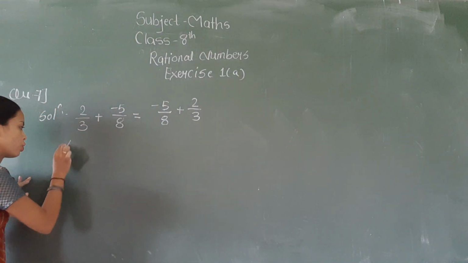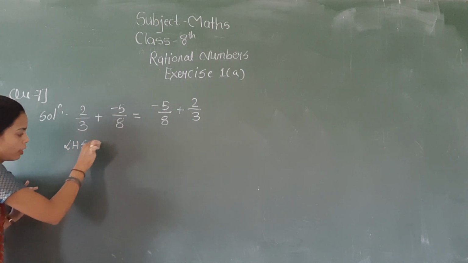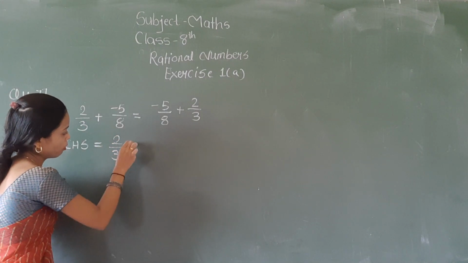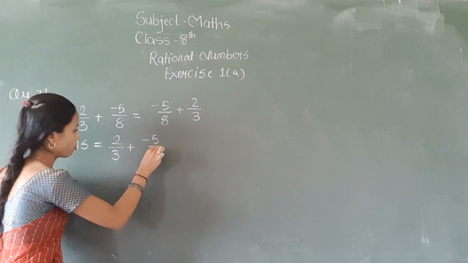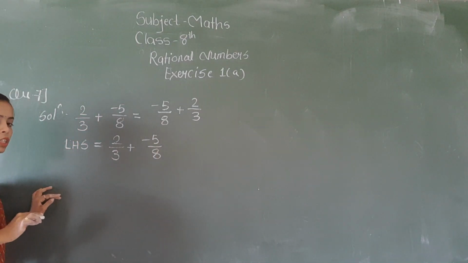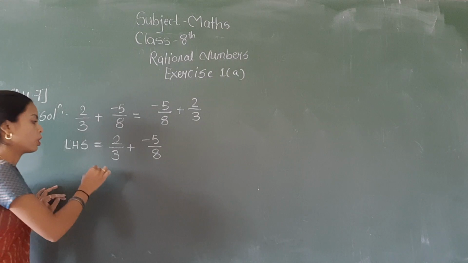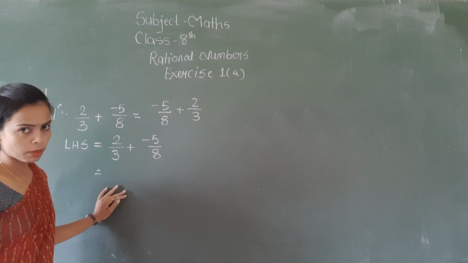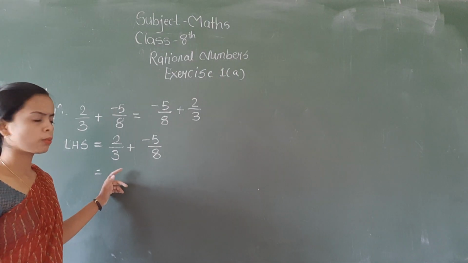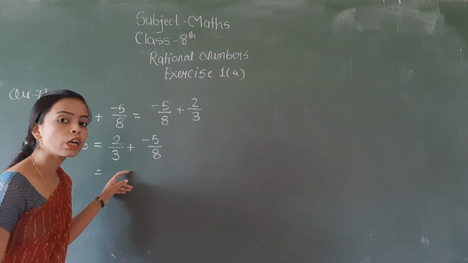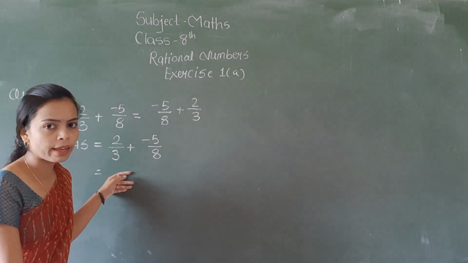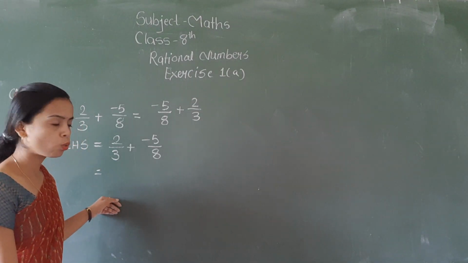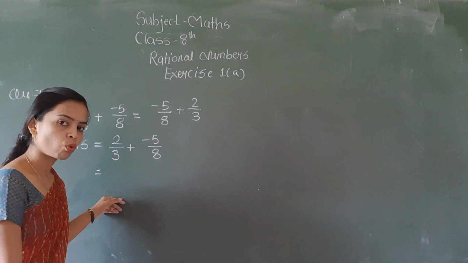In your solution write LHS. LHS is equals to 2 by 3 plus minus 5 by 8. Since the denominators of both of them are different, we are performing the cross multiplication here. Since there are only two terms, we can perform the cross multiplication. If there are more than two terms, try to apply the LCM method. अगर दो ही terms होती है तो आप cross multiplication लगा लो, that will be easy for you.